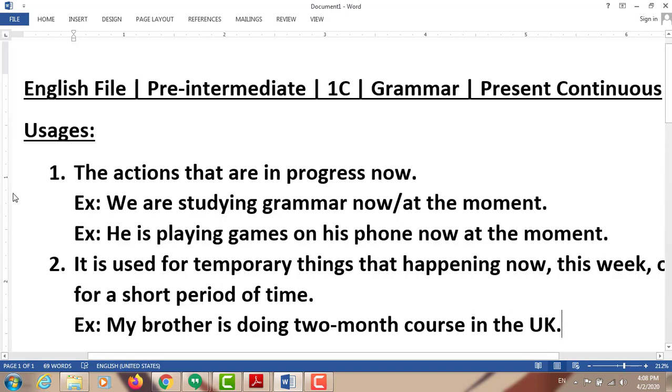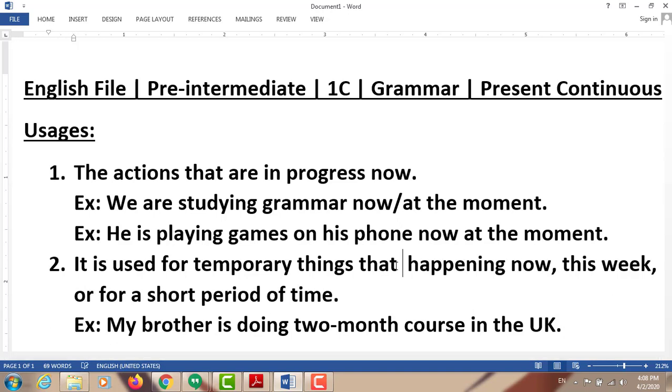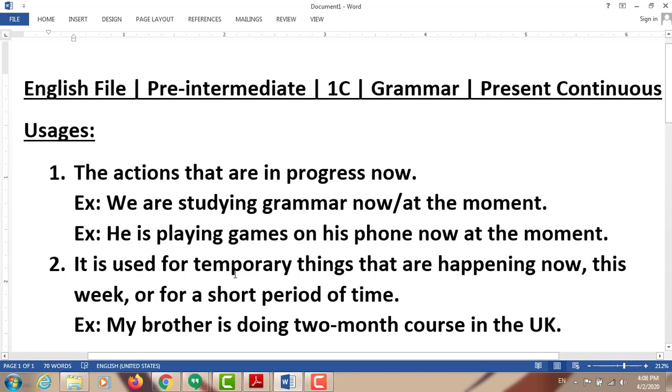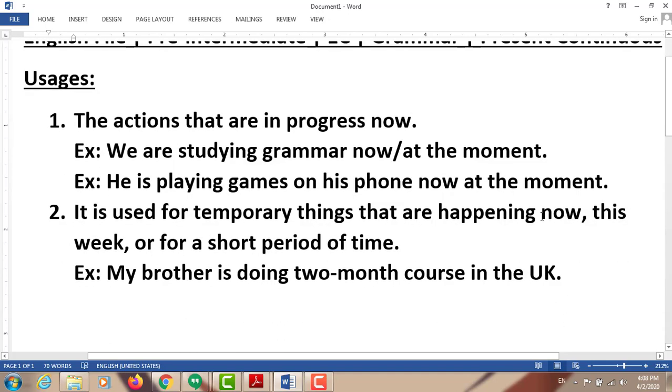So what did we say? It is used for temporary things that are happening now, this week, for example, or for a short period of time. Okay, now or this week. Next example.